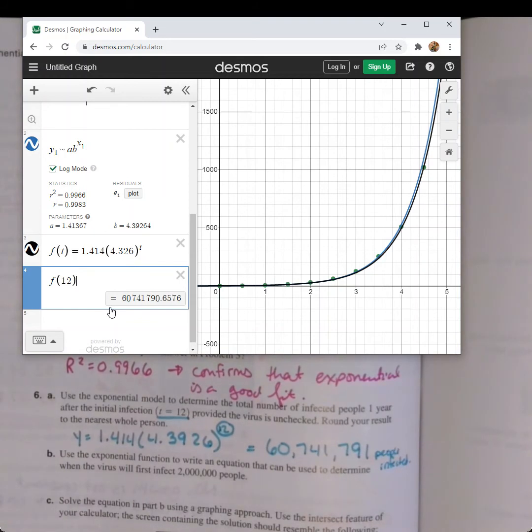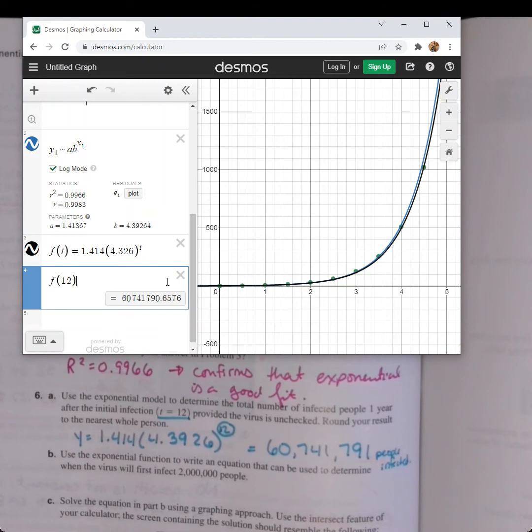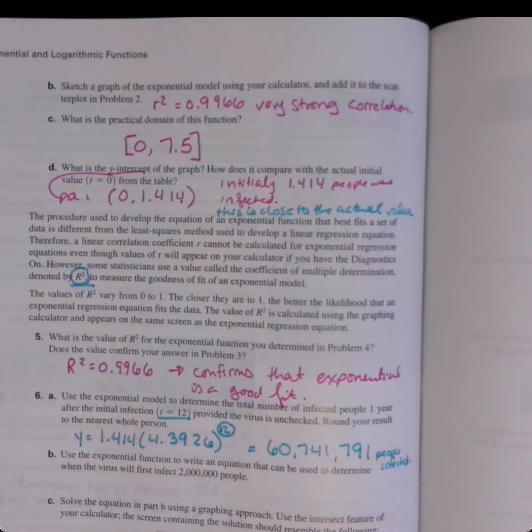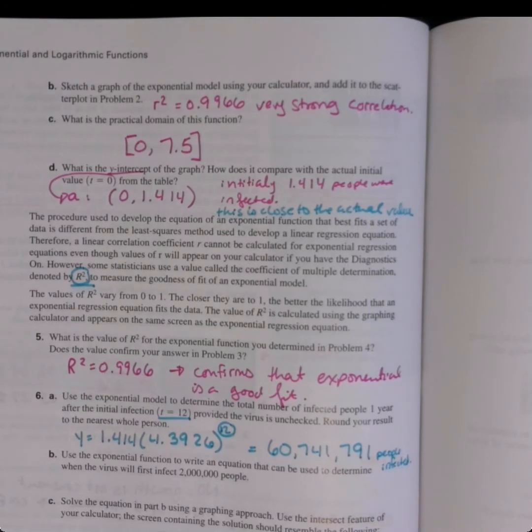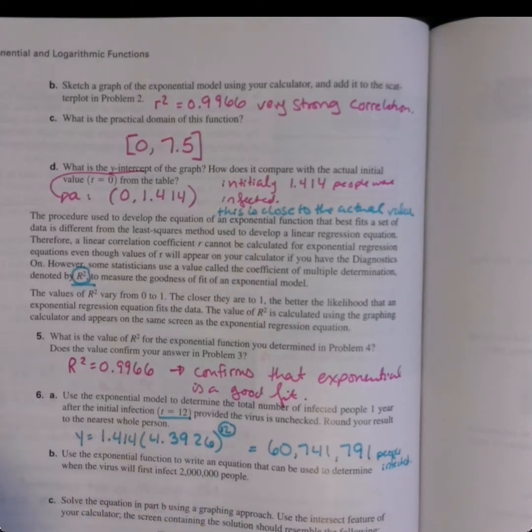Now, that is very likely to be an overestimate since it's far from the edge of the data. Our data had only gone up through the first 5 months, and so 12 being far away, this is likely to be an overestimate of the actual number of people. I don't have the data for 12 months afterwards, but we could look it up and find out how many infections there were.